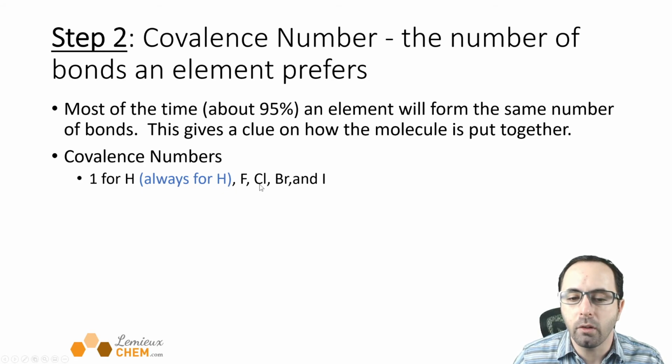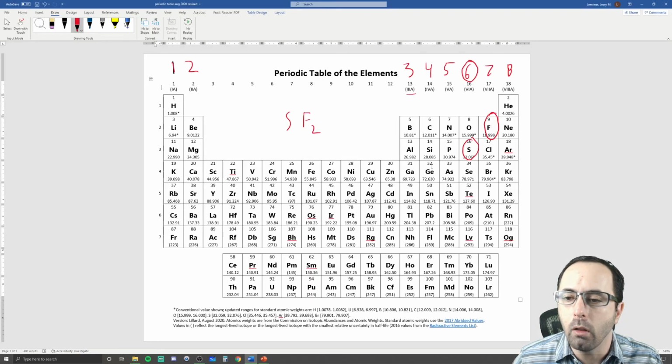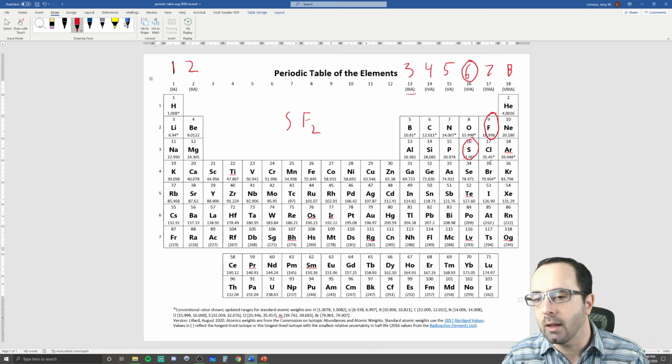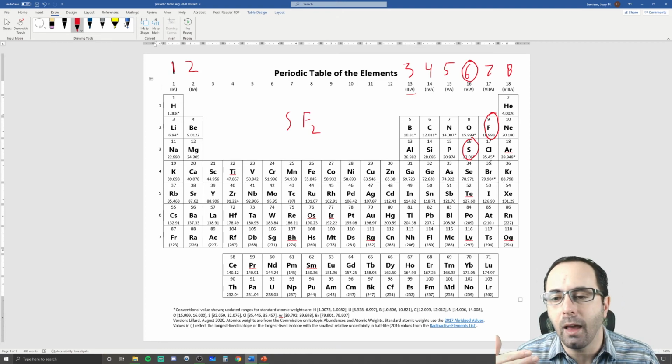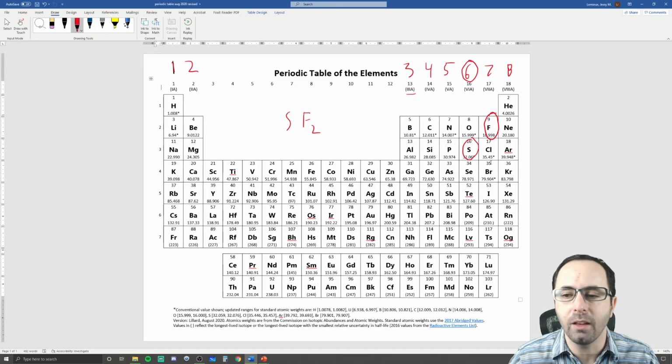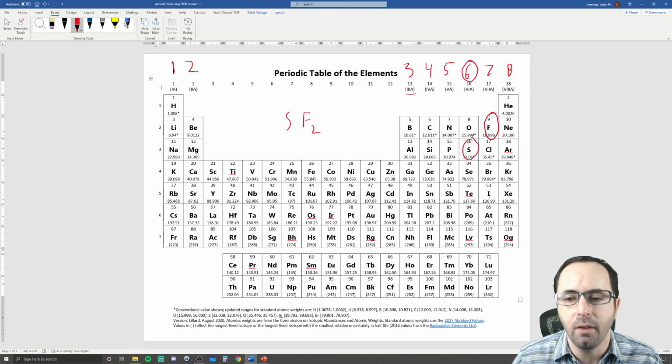Now, the other ones are fluorine, chlorine, bromine, and iodine. Those are all in group 7. So those start with 7 valence electrons. In order to have 8, they need 1 more. And the way they get the 1 more is by making 1 bond, and they share an electron with another atom, and then they have 8. And so that's why all of these elements that are in group 7, they want to only make 1 bond, because they only need 1 more electron to have 8.